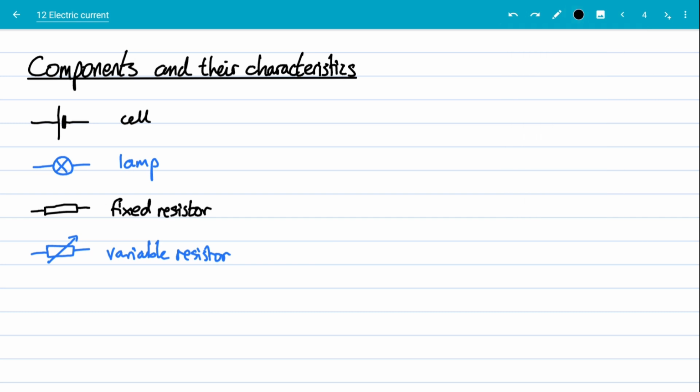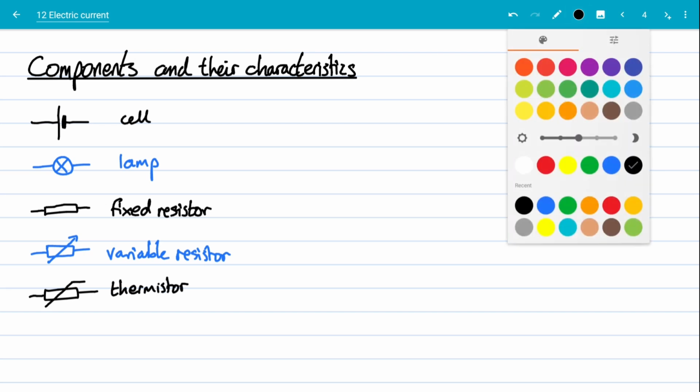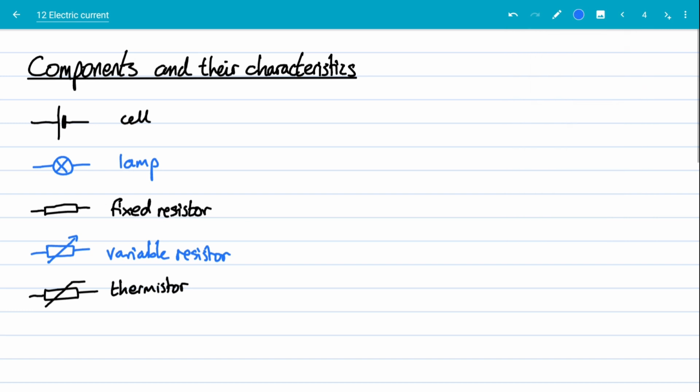Then we have thermistors. So these are resistors where the resistance depends on the temperature. And there are different ways of drawing those. Thermistor. Then we have, what else should we have?